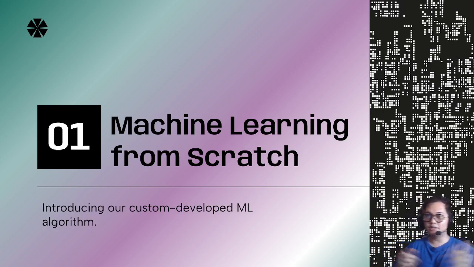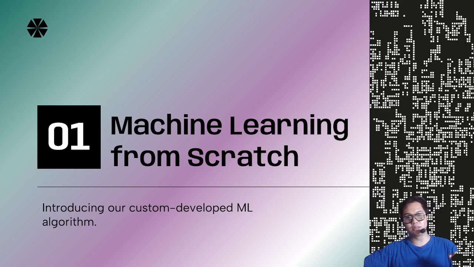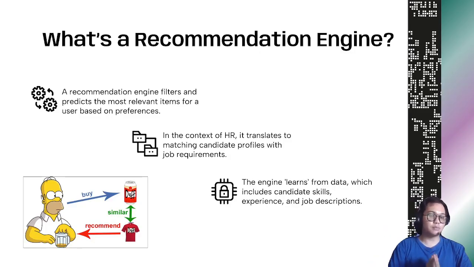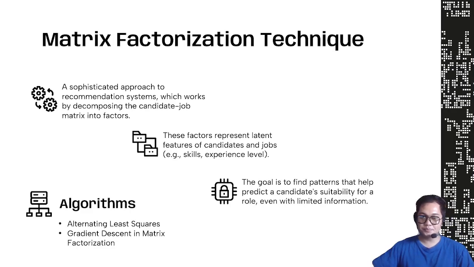Alright, number one is machine learning from scratch, where we introduce our custom developed ML algorithm. Let's go back again. What's a recommendation system? Well, a recommendation system is an engine that filters and predicts the most relevant items for a user based on preferences. In our context of HR, it translates to matching candidates' profiles with job requirements. And the engine learns from the data, which includes candidate skills, experience, and job descriptions.